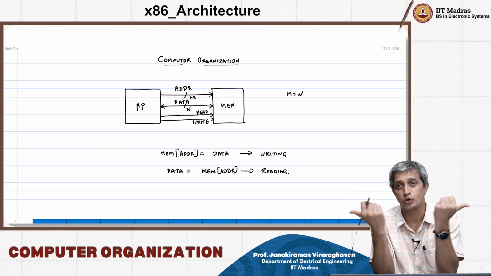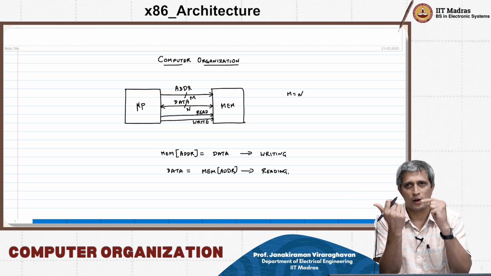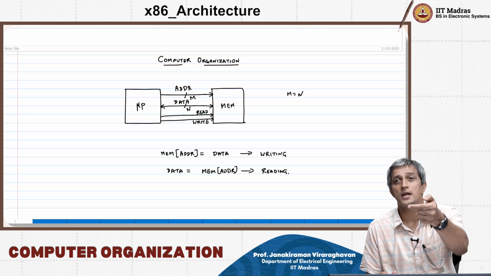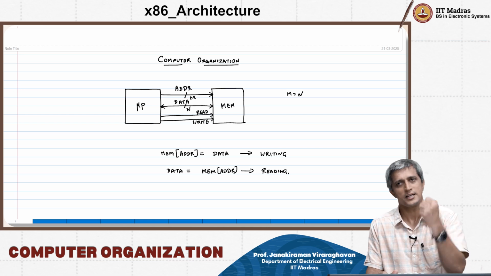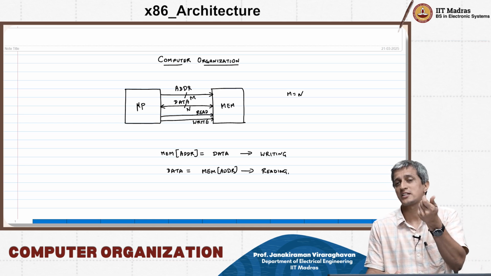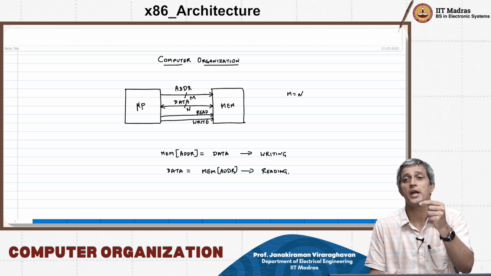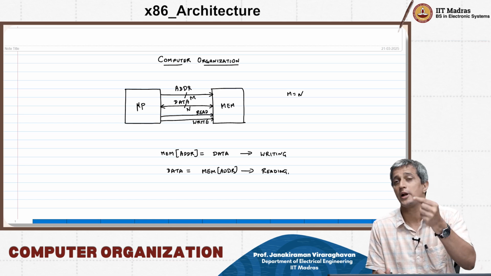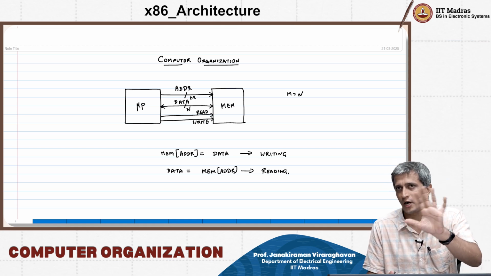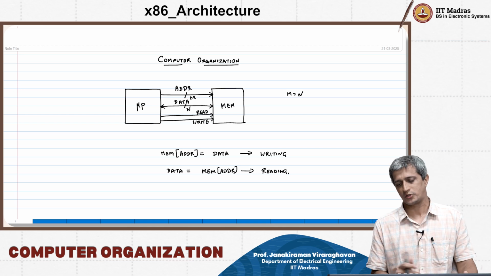The arrow goes both ways, because when you are writing, the microprocessor is giving you the data that needs to be written into the memory. When you are reading, the memory is giving you the data and that is going back into the microprocessor. So that is a bidirectional pin. That means it could be an input pin or an output pin depending on whether you are doing a read or a write, and that needs to be configured appropriately in the microprocessor.